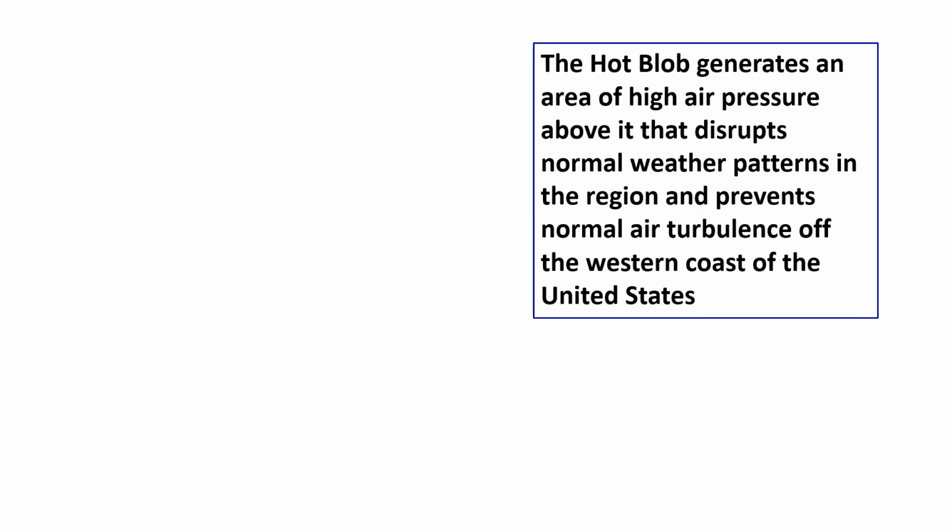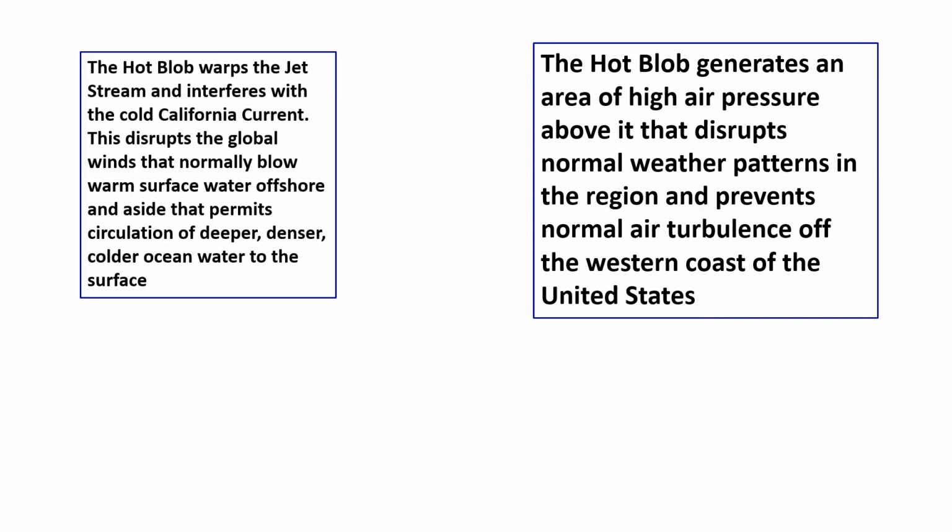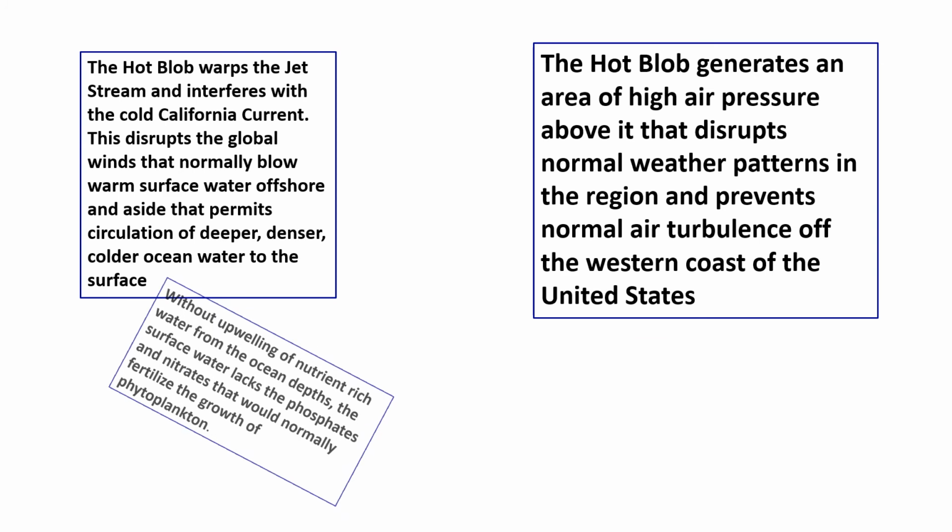1. The hot blob generates an area of high air pressure above it that disrupts normal weather patterns in the region and prevents normal air turbulence off the western coast of the United States. 2. The hot blob warps the jet stream and interferes with the cold California current. This disrupts the global winds that normally blow warm surface water offshore and aside. That permits circulation of deeper, denser, colder ocean water to the surface.